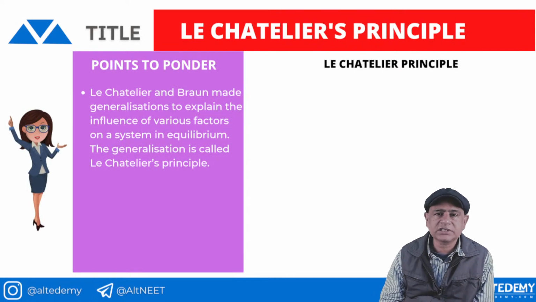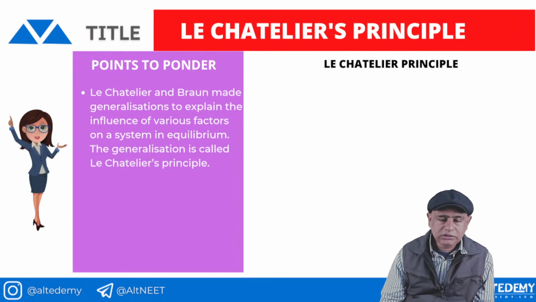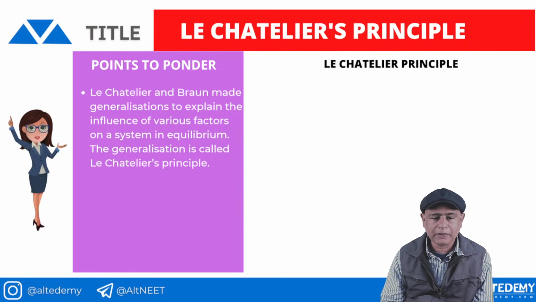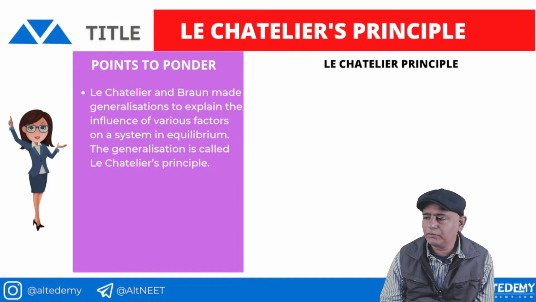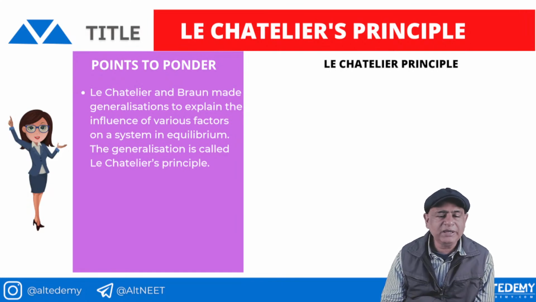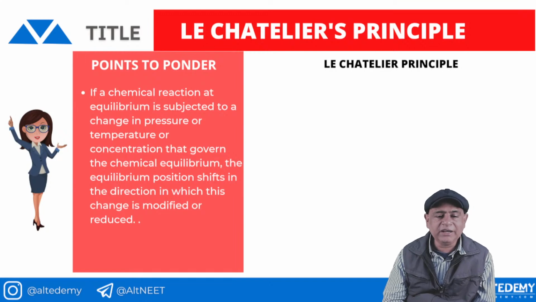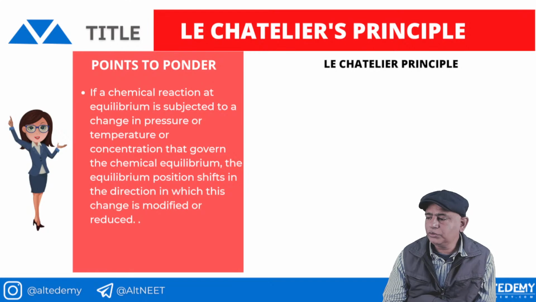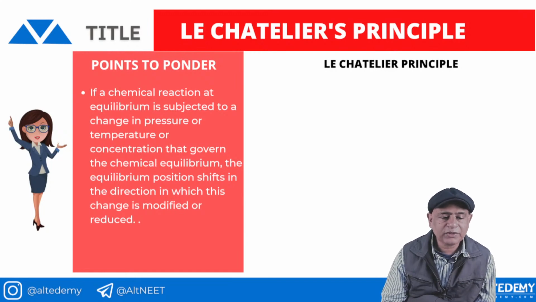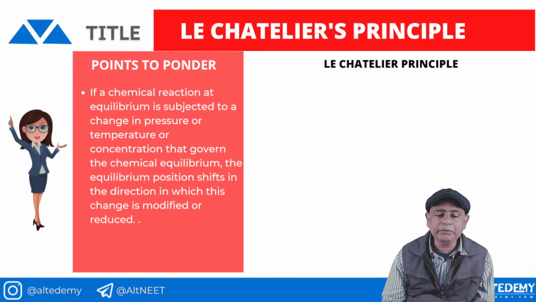To analyze all these changes, all these alterations, there are two scientists, Le Chatelier and Brown. They made generalizations to explain the influence of various factors on a system in equilibrium. The generalization is called Le Chatelier Principle. Both of them have observed many reactions, and many of these reactions have basically helped them in generalizing this particular fact. If a chemical reaction at equilibrium is subjected to a change in pressure or temperature or concentration that govern the chemical equilibrium, the equilibrium position shifts in the direction in which this change is modified or reduced.